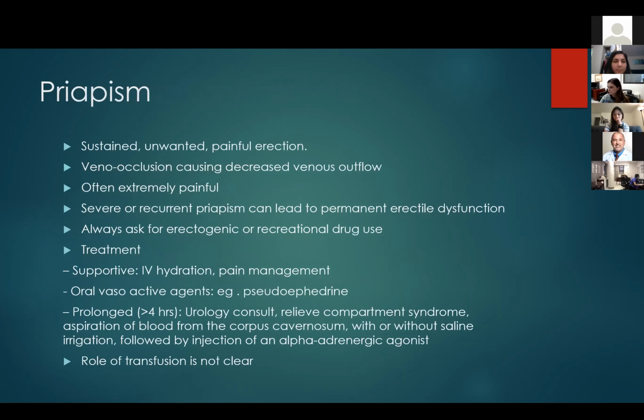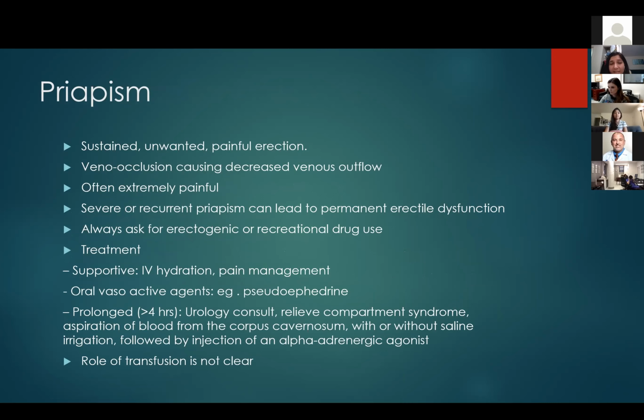And last but not the least, we have priapism, which is, like you all know, a sustained unwanted painful erection. This happens because of veno-occlusion by sickle cells, which causes decreased venous outflow, and then it leads to congestion. It's extremely painful. It can lead to permanent erectile dysfunction.